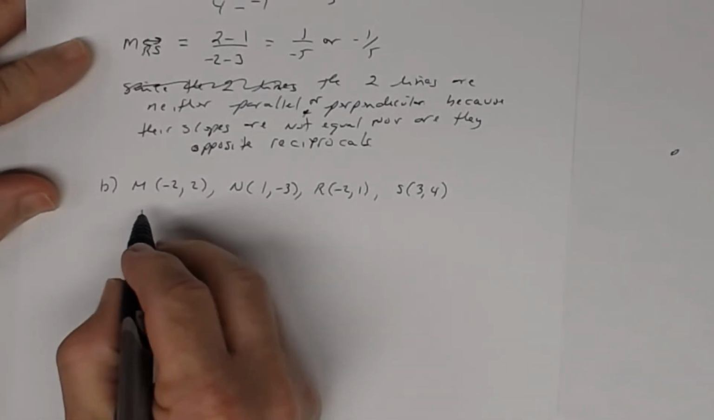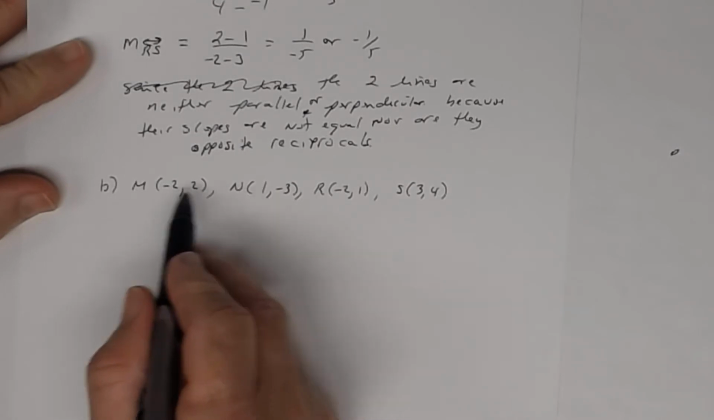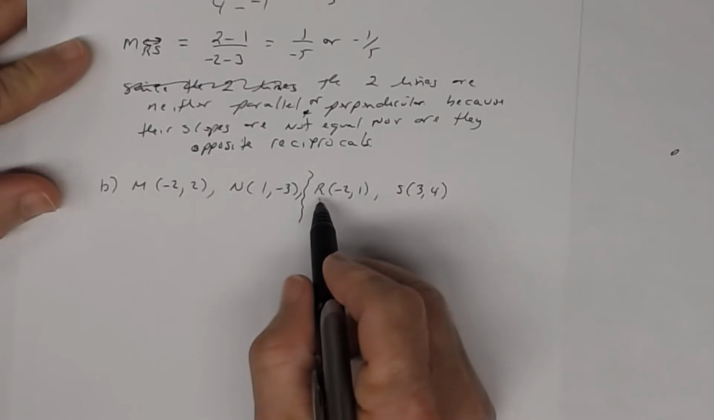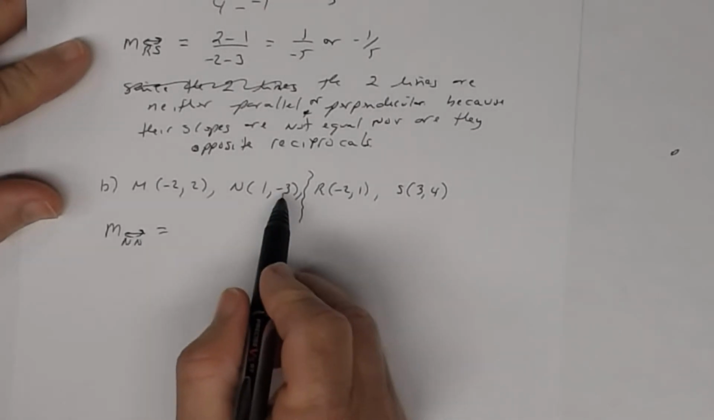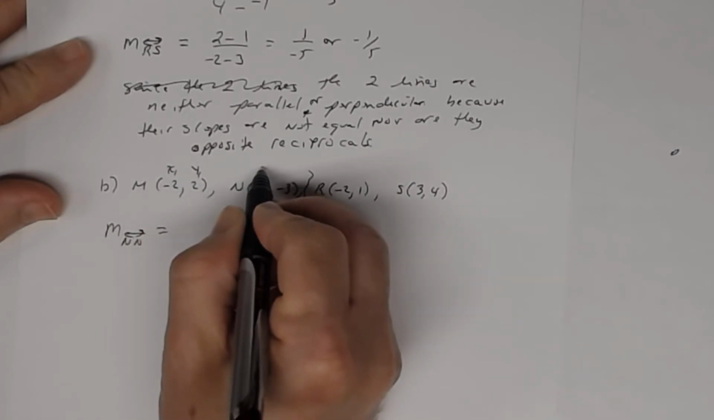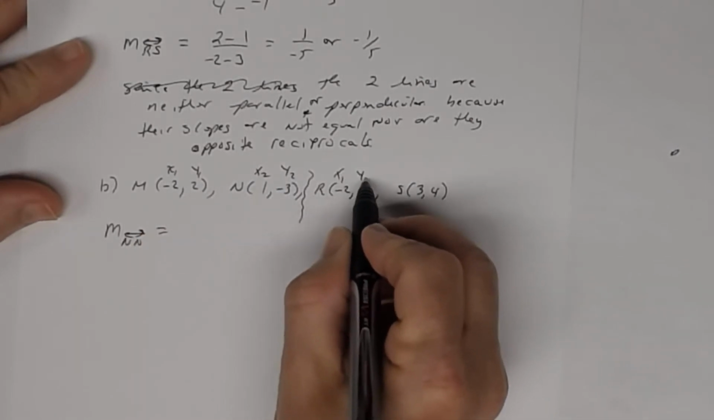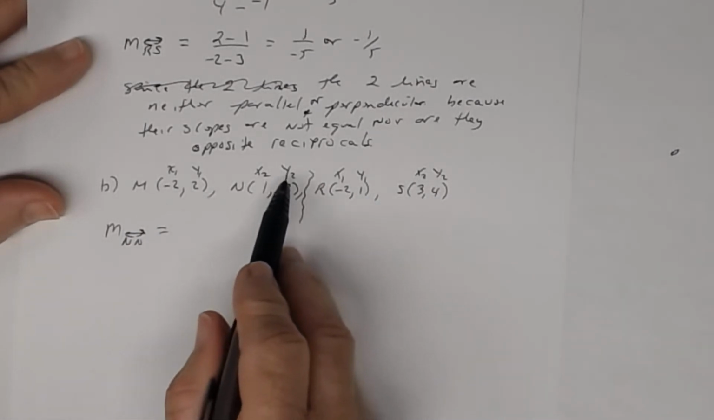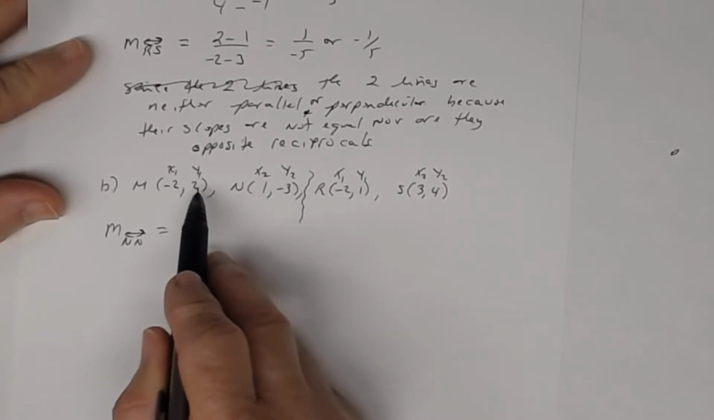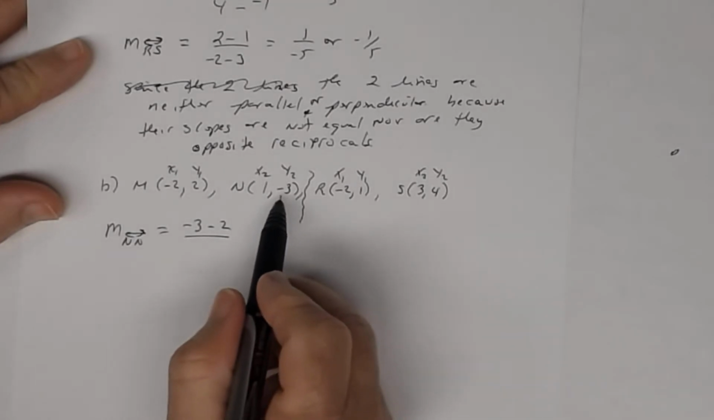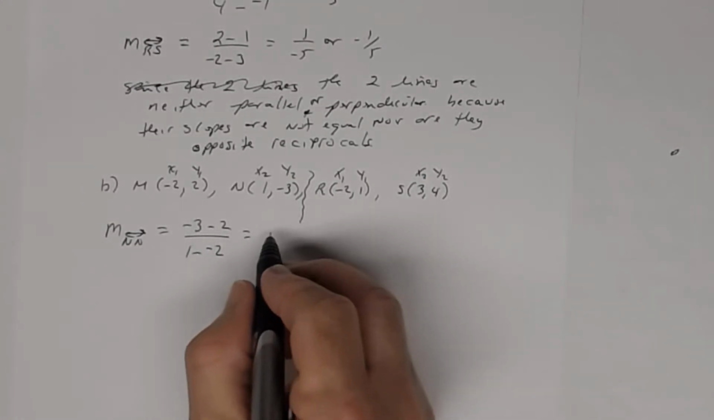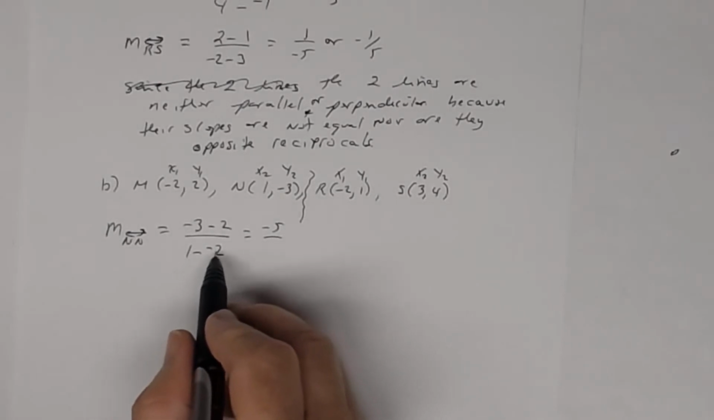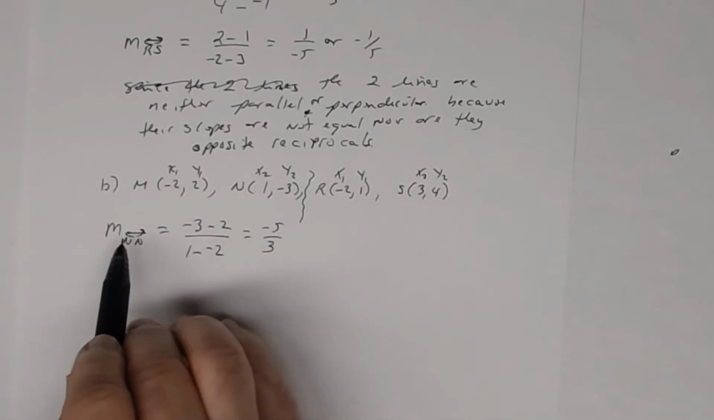Okay, let's do B. So in B, here's the line MN, which contains those 2 points. I'm going to separate them. And then line RS contains those 2 points. So the slope of line MN will equal, let's label these x1, y1, x2, y2. And over here, let's call this x1, y1, x2, y2. So the slope of MN, let's start with y2. So -3 subtract y1, which is 2. -3 subtract 2, divided by, since I start with -3, I have to start with 1. 1 subtract -2. The numerator, -3 and -2 is -5. The denominator, 1 subtract -2 means 1 plus 2, so that's 3. So the slope of line MN is -5/3.